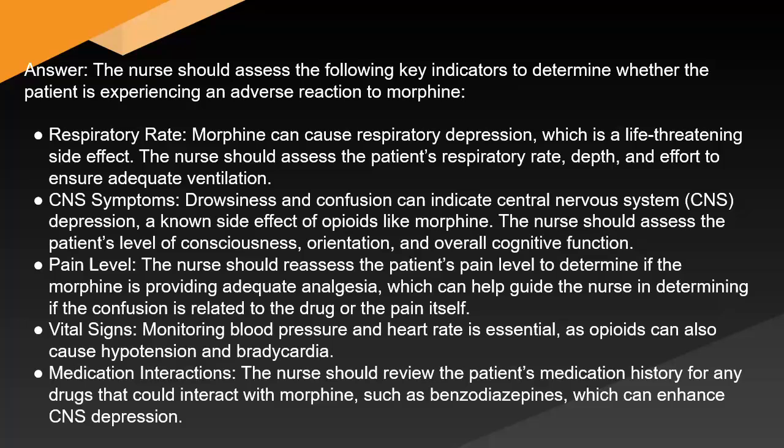Pain level. The nurse should reassess the patient's pain level to determine if the morphine is providing adequate analgesia, which can help guide the nurse in determining if the confusion is related to the drug or the pain itself. Vital signs. Monitoring blood pressure and heart rate is essential, as opioids can also cause hypotension and bradycardia. Medication interactions. The nurse should review the patient's medication history for any drugs that could interact with morphine, such as benzodiazepines, which can enhance CNS depression.